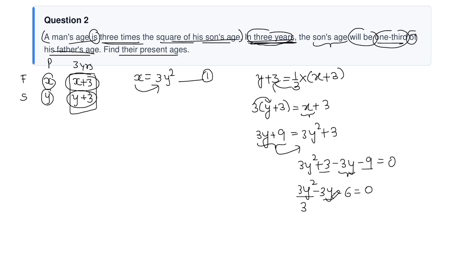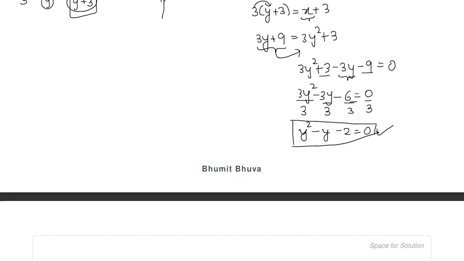So if we divide every term by 3 on both sides, we get y square minus y, here 3 and 3 get cancelled, so minus 2, equal to 0. So this is our required quadratic equation. You can solve this by using factorization. You will get the present age of y, then you can substitute here, and you'll get the present age of father. Look at the next question.